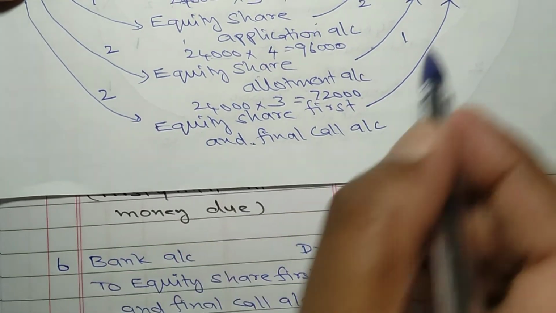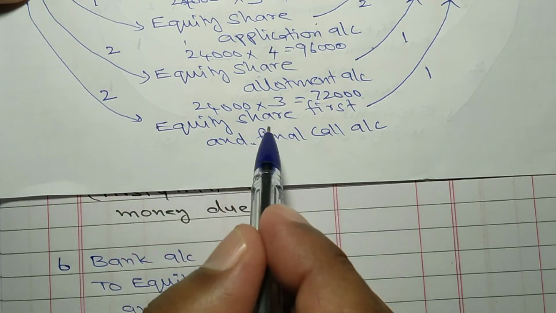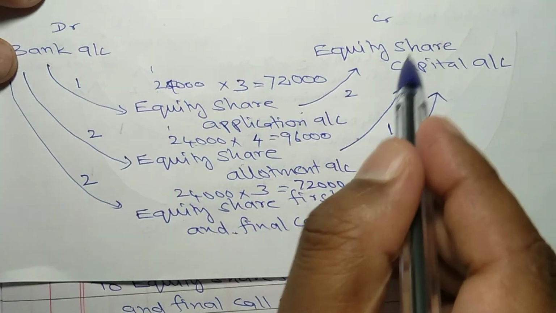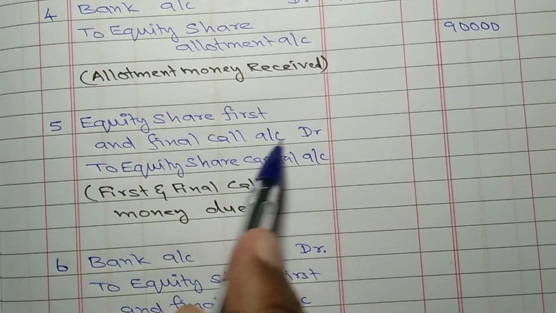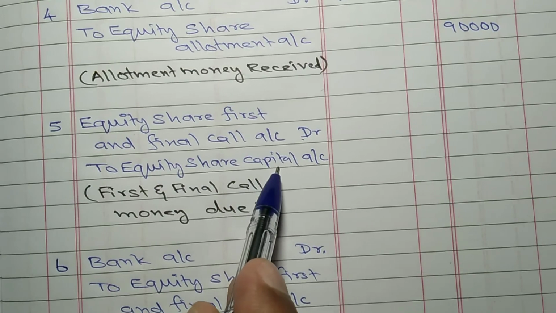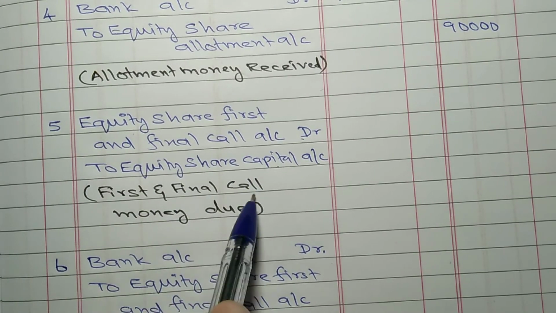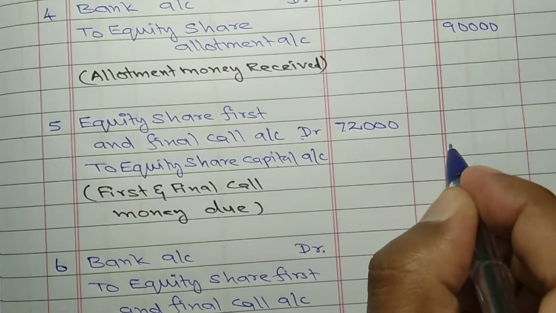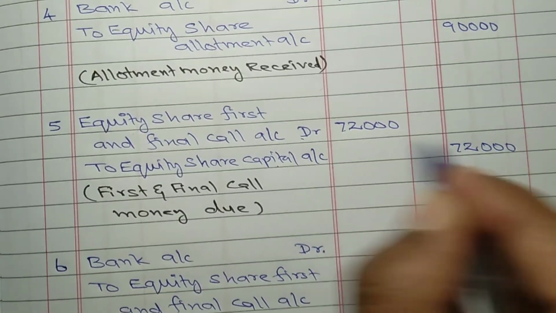Next entry, due. Equity share first and final call account debtor to equity share capital account. That is first 72,000. Equity share first and final call account debtor to equity share capital account. That is due. First and final call money due 72,000. Credit also 72,000. Debit and credit.